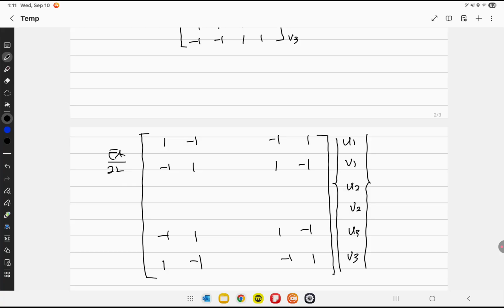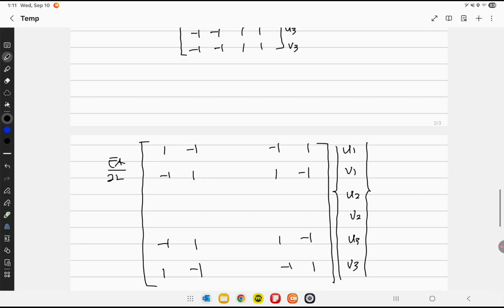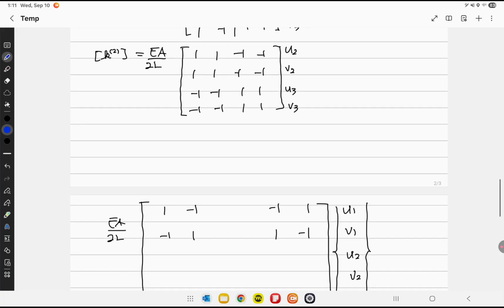Any question? Well, assuming that everybody understands it, let's go to element 2. I will use the blue color. This is between 2 and 3, right? So I cut 2 and 3 here.